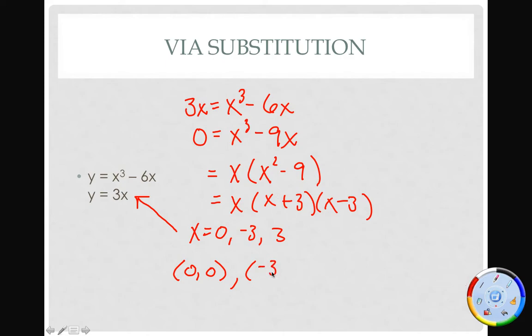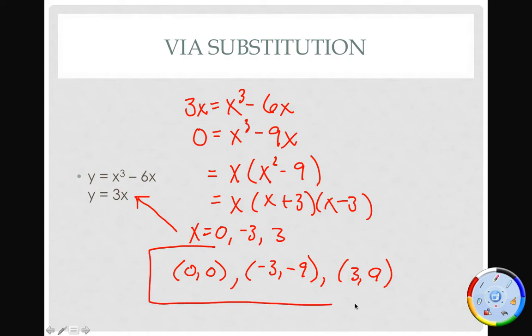I get -3 as x and -9. And I get the coordinate 3, 9. Okay, so that would be your 3 solutions. Again, kind of using substitution. I guess not kind of, it's exactly using substitution.